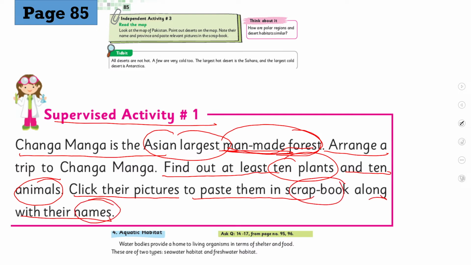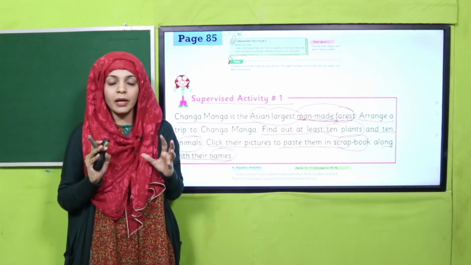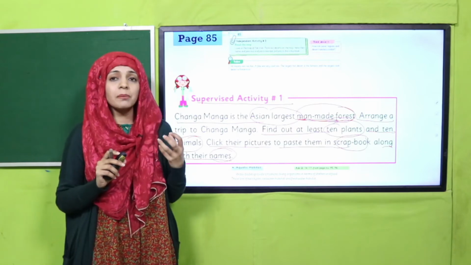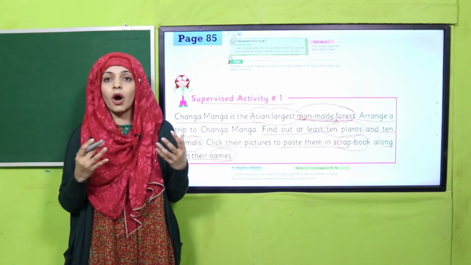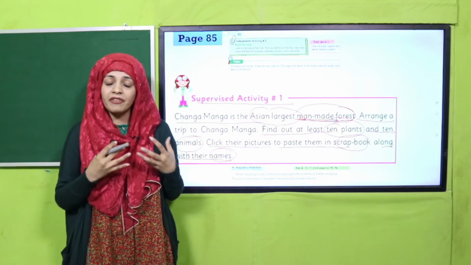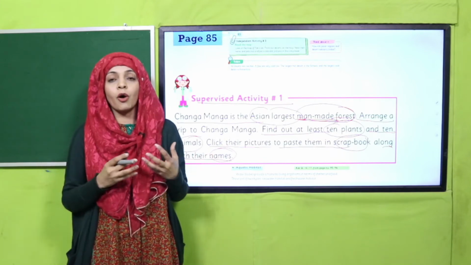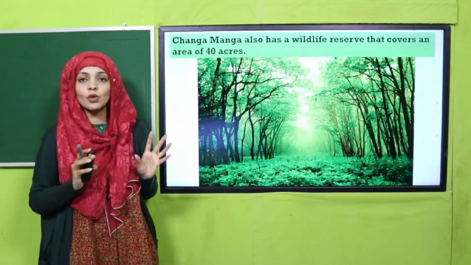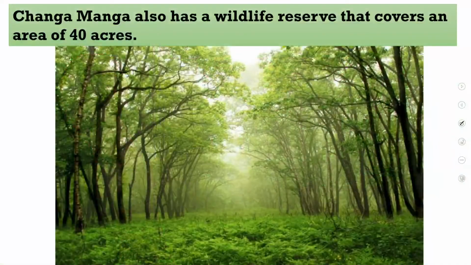So my dear students, Changa Manga जो है वो एशिया का सबसे बड़ा man-made forest है. Man-made forest, okay? यहाँ पर different animals और plants जो है वो grow करते हैं. वैसे तो I request the school authorities who are watching me कि अपने बच्चों को definitely take them to Changa Manga because they will enjoy and learn different things from their visit. But I have arranged a pictorial tour for you. Changa Manga also has a wildlife reserve that covers an area of 40 acres. ठीक है, 40 acres का area है Changa Manga का. ये इतना बड़ा है.